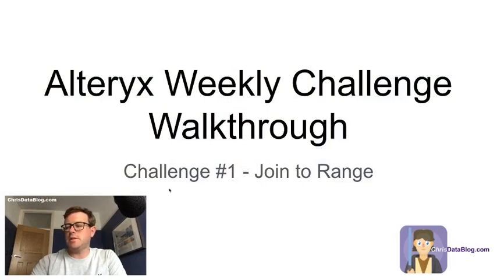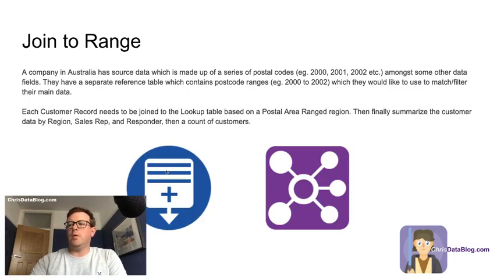So if we take a look at the challenge, it's called join to range. We've got a company in Australia whose source data is made up of a series of postcodes which start 2000, 2001, 2002, etc. And amongst those there are some separate data fields. There's also a separate reference table which contains postcode ranges, and they'd like to match those to their main data set. So each customer record needs to be joined to the lookup table based on a postal area, ranged region, and finally summarize the customer data by region, sales rep and responder, then a count of customers.